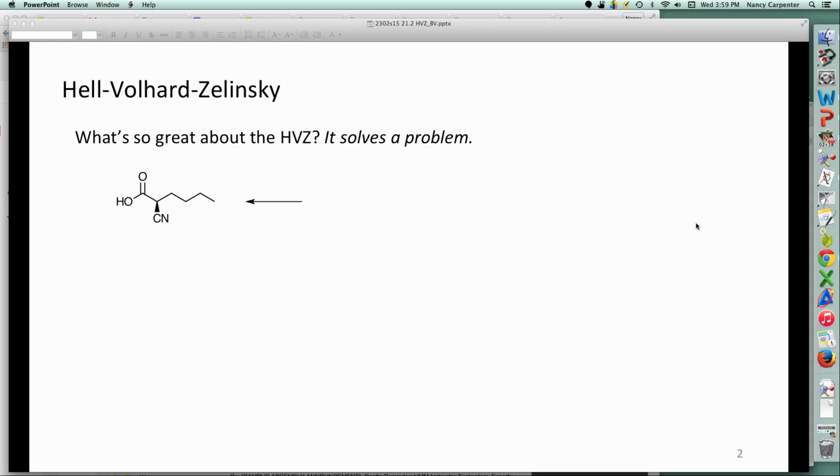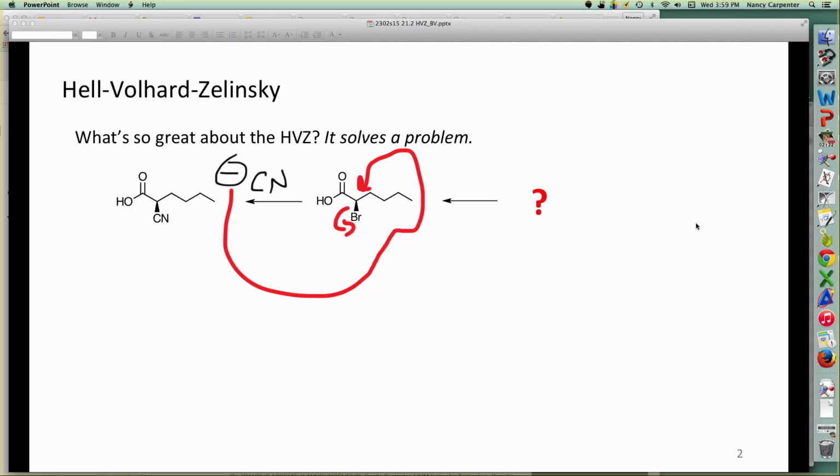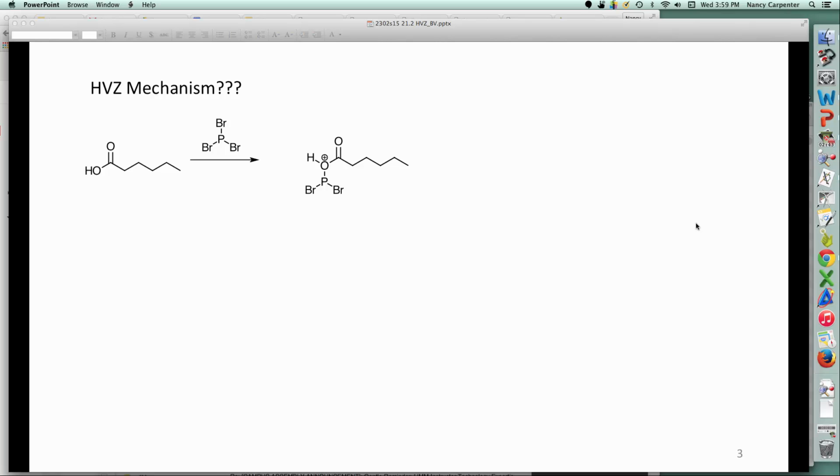Phooey. So, trying to go basically from here, boom, to my target, it's just not really feasible because I can't make that alpha bromo acid. So what can I do? Well, I can do the HVZ, the Hell-Volhard-Zelinsky reaction. And I'm just going to show you what that reaction is by showing you the mechanism, and you will see how that solves all our problems.